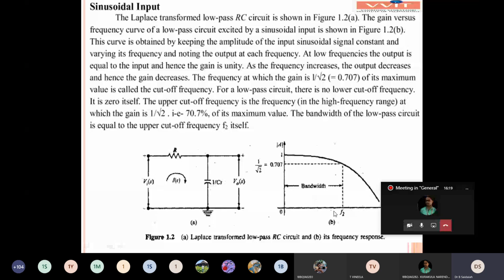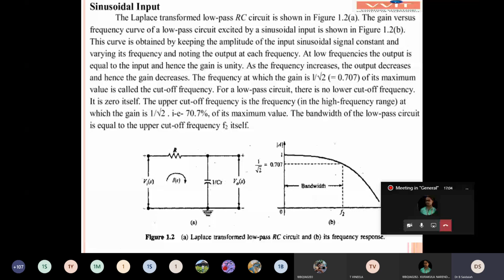At low frequencies what will happen? The capacitor acts as 1 by j omega c, where omega equals 2 pi f, the angular frequency. F equal to 0 means the capacitor reactance is infinity, so it acts as an open circuit. So the entire input is transferred to the output at f equal to 0. Whatever input is there, the same input is transferred to the output. So V naught equals Vi.